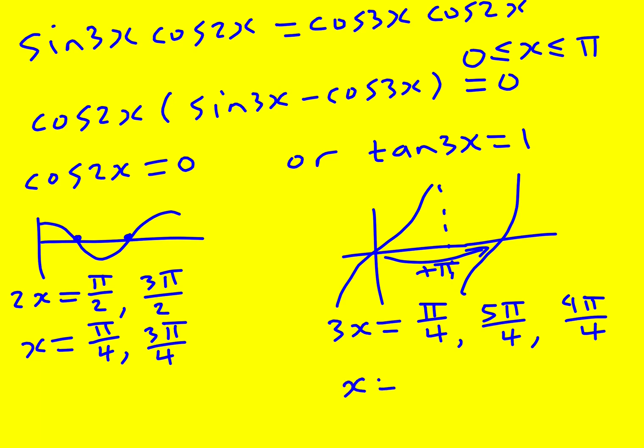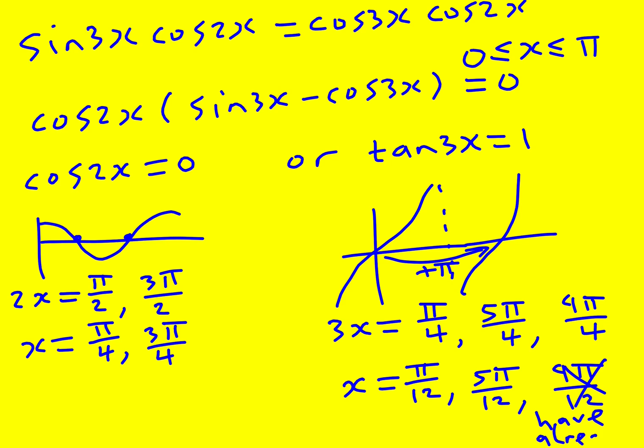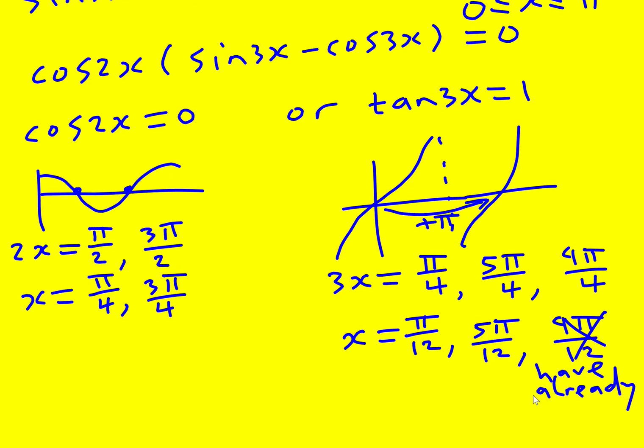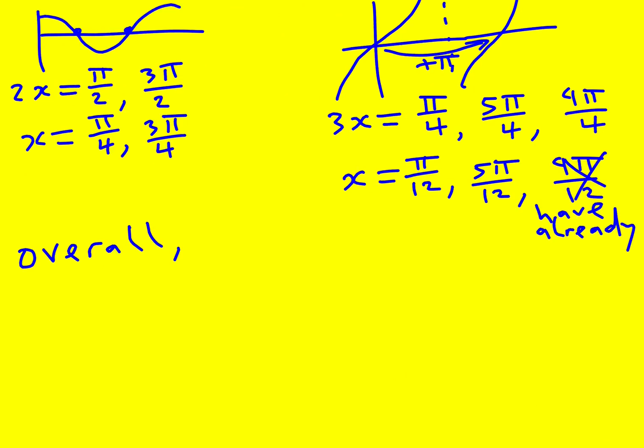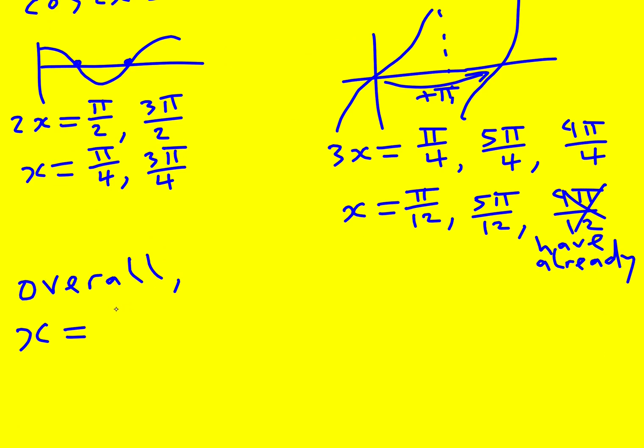And then x will equal pi over 12, 5 pi over 12, or 9 pi over 12, which is actually 3 quarters pi, so I've already got that. So overall, just write them in order.